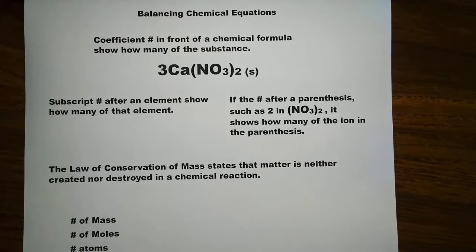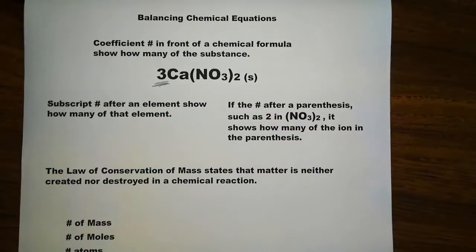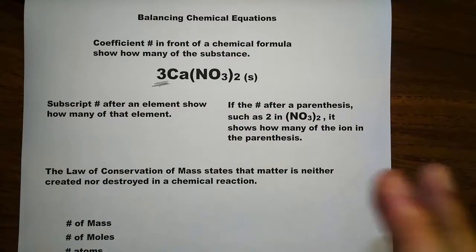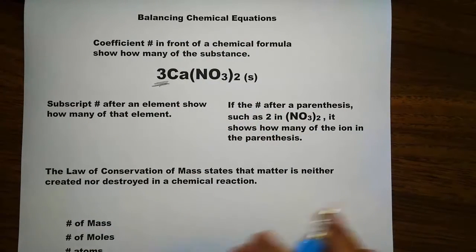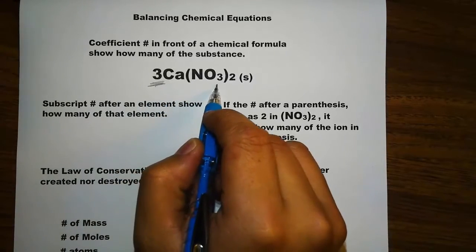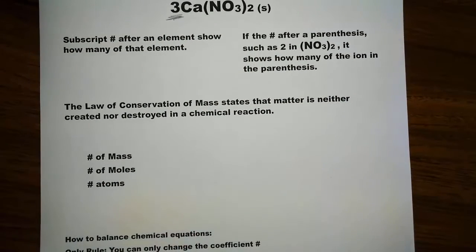So in the previous lesson, we learned how to change the coefficient right here, that coefficient right there, to change the number of moles of a specific element in a substance. But it also changes the total number of moles of the whole entire substance, because now you're having more or less, right? So basically, if you change the coefficient, you change the total number of moles for each of the elements in the substance. Now we are going to look at balancing chemical equations.